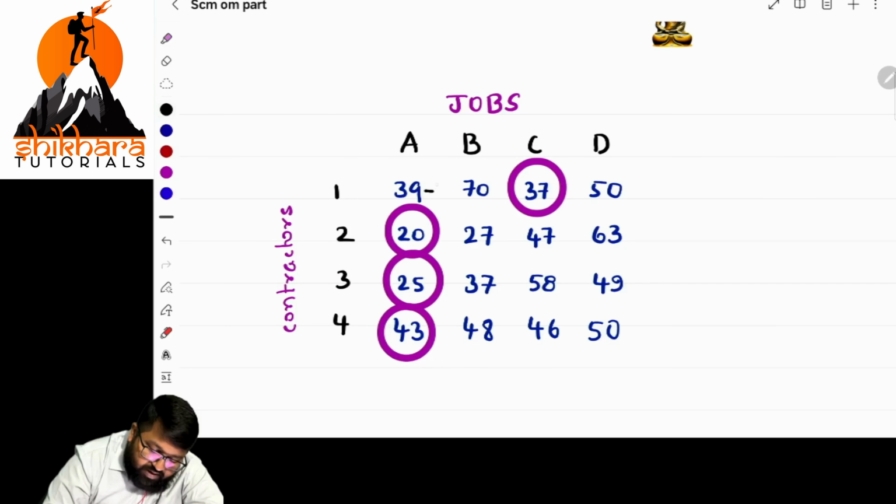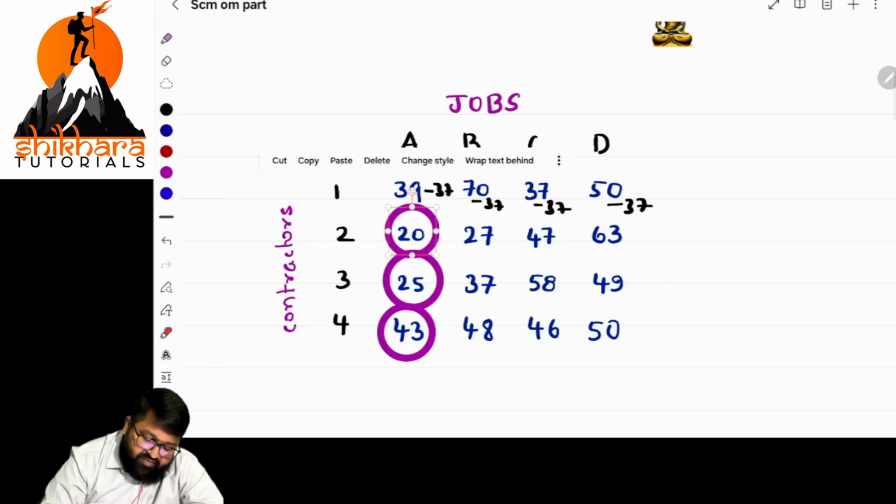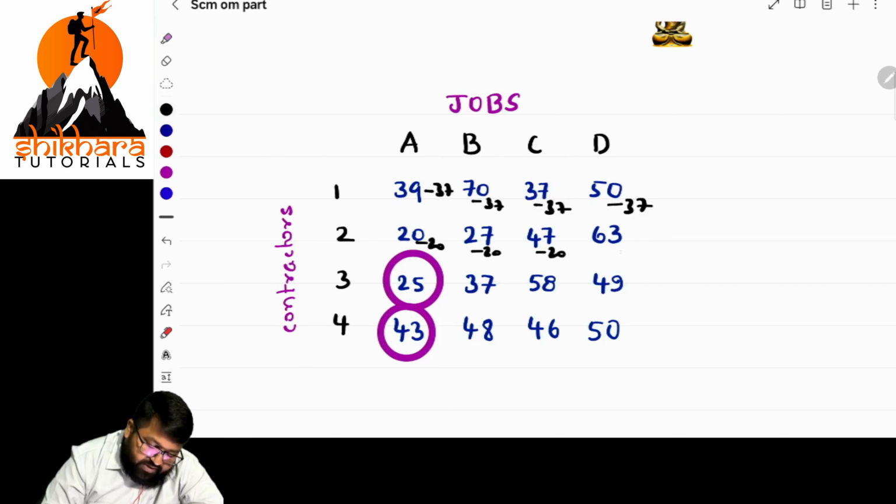So 39 minus 37. 70 minus 37. 37 minus 37. 50 minus 37. Okay. And 20 is the least number identified now. 20 minus 20. 27 minus 20. 47 minus 20. 60, 63 minus 20.